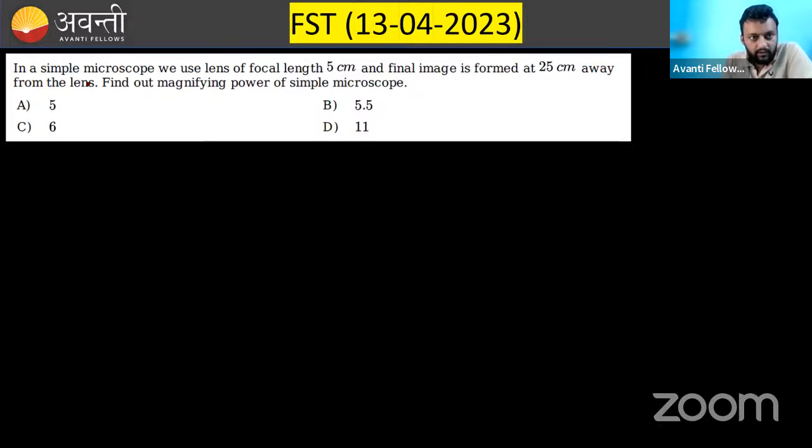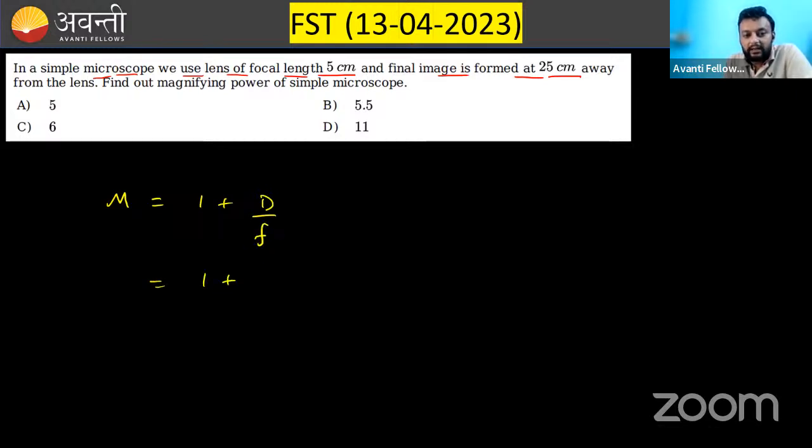Question says, in a simple microscope, we use a lens of focal length 5 centimeter. Final image is formed at 25 centimeter. Find out the magnifying power. So do you remember the formula for magnifying power of a simple microscope? That is m is equals to 1 plus d by f.